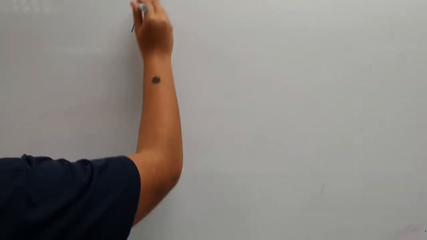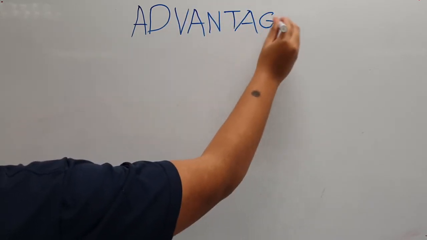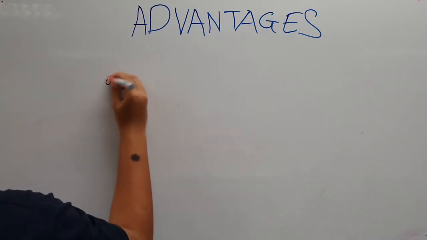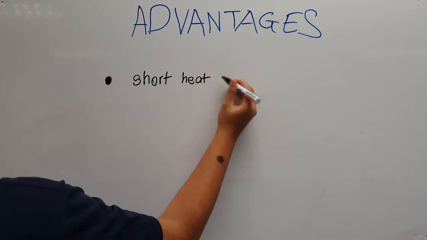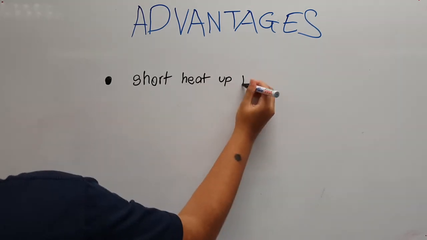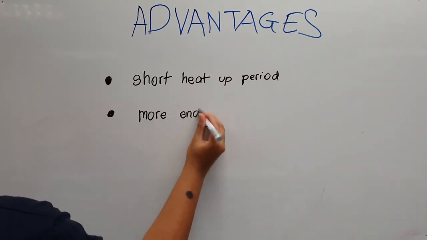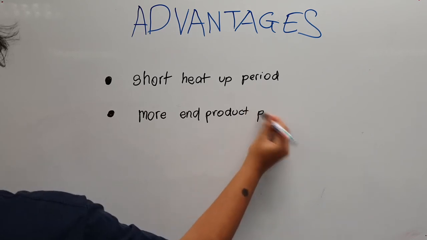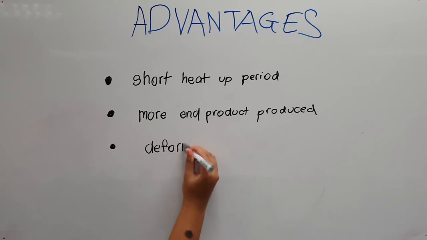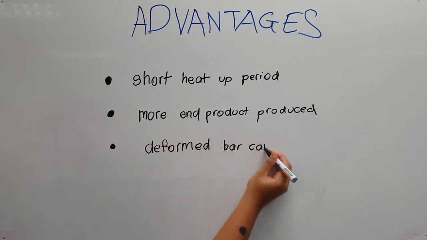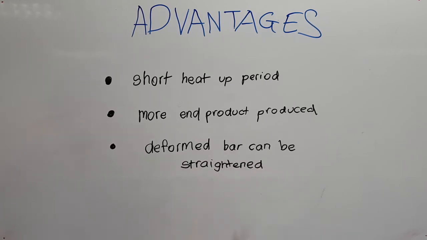So now, let's look at the advantages of induction heating. Firstly, it only requires a short amount of time to heat up metal parts due to a high heating speed. Cost of operation of induction heating is lower than other methods of heating, as induction heating is highly efficient. More products in the form of heat energy can be produced by reducing heat energy loss to the surrounding via radiation, conduction, and convection.